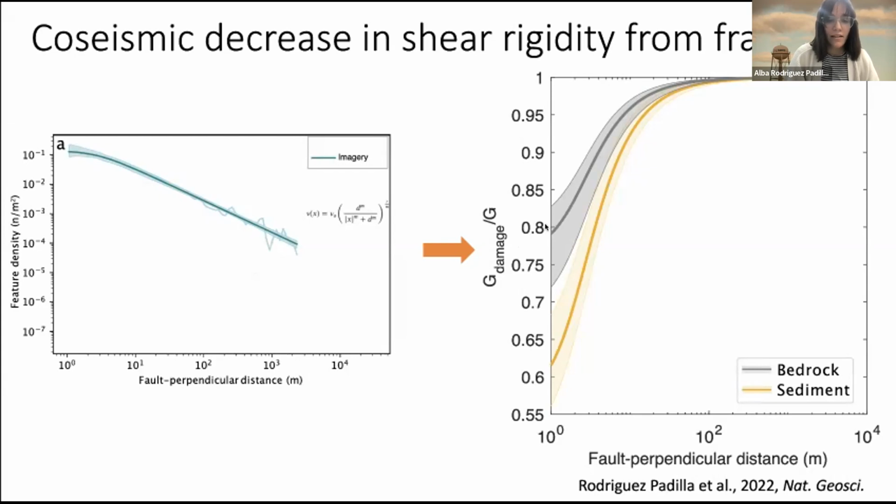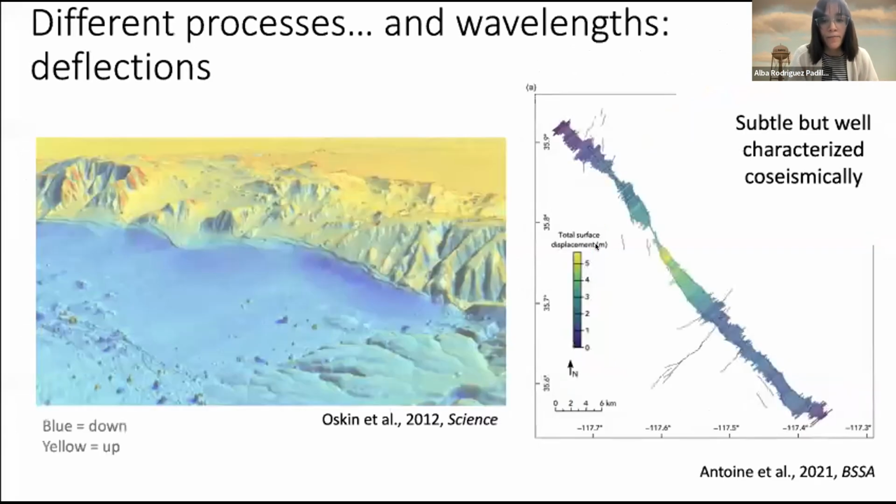And what we found was that the shear rigidity decrease in Ridgecrest was about 40% and 20% co-seismically for sediment and bedrock respectively. And this rigidity decrease reduces very, very quickly with distance away from the fault. By the time you're at 100 meters, you've pretty much barely lost any shear rigidity. And this has to do with the very nonlinear decay of fracture density, which causes most of the fractures to be fairly close to the fault, despite the overall widespread pattern.